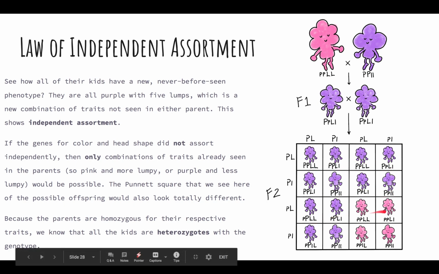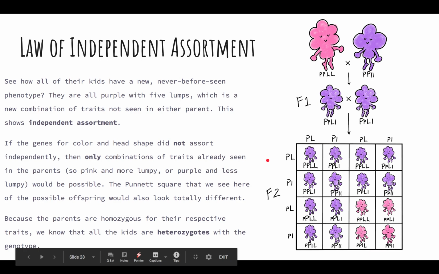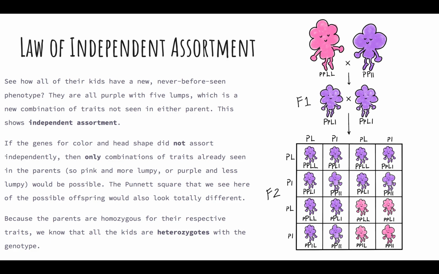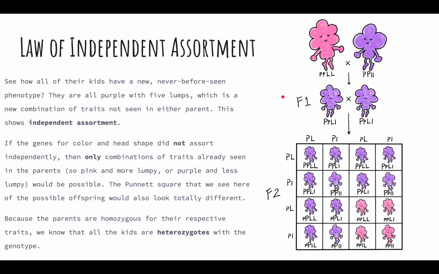And look, of course, in the end, you still have a 25% chance of having some that are pink, and a 25% chance of having some that are less lumpy. They're just not all clumped together like these guys are. So as you can see, this is why they call it the law of independent assortment: all these traits are sorted out over many generations, and there are many options and many possibilities that come from something, even though it seems like there are really only a few options.